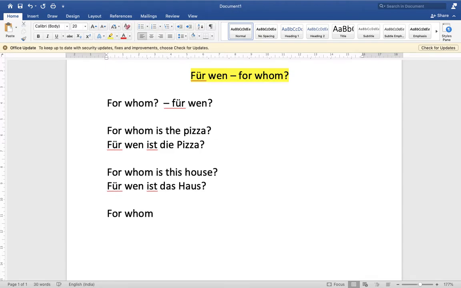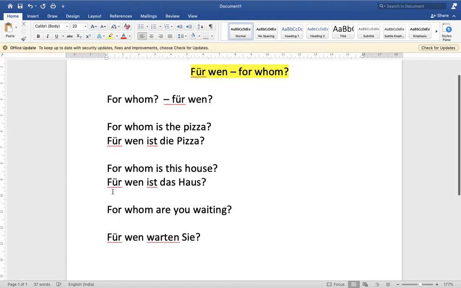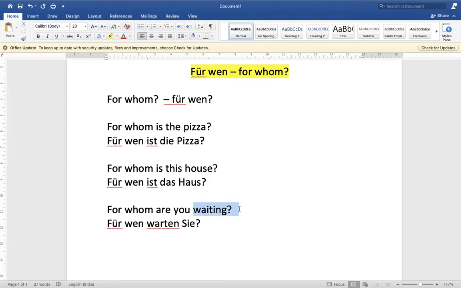For whom are you waiting? Für wen. Now we need to find the word for waiting, which we have not done. Für wen warten Sie? Warten. So we don't write R, we just write the main verb. Warten means waiting.